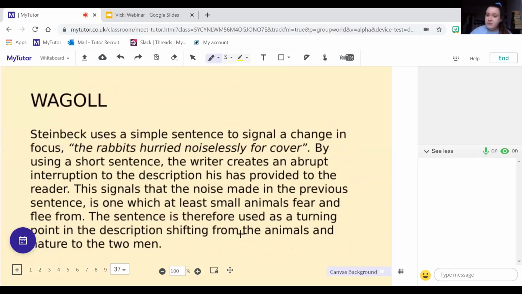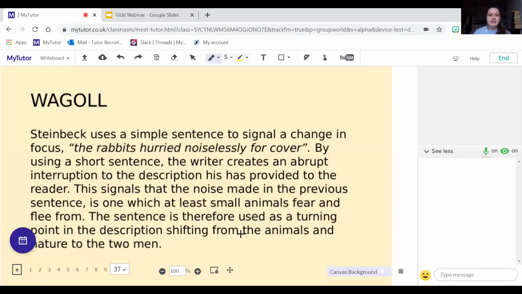So here's what I could write about it. So Steinbeck uses a simple sentence to signal a change in focus. So brief point and then my evidence. The rabbits hurried noiselessly for cover. By using a short sentence, I've got my terminology there.